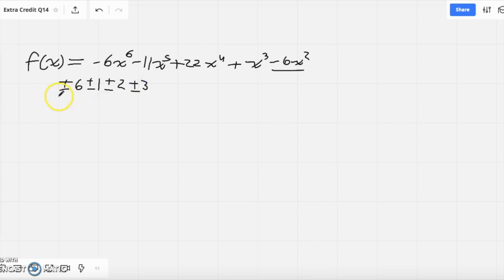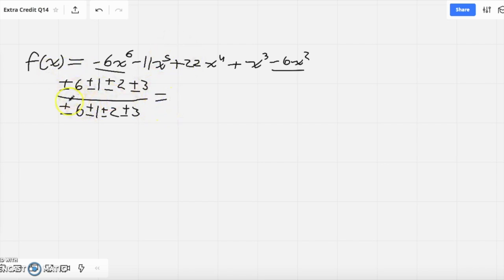Next, we're going to take all those numbers and we're going to put them over the factors of the first coefficient, which will be the same. So it'll be plus or minus 6, plus or minus 1, plus or minus 2, and plus or minus 3. So here we have all the possible combinations for the roots of f of x.